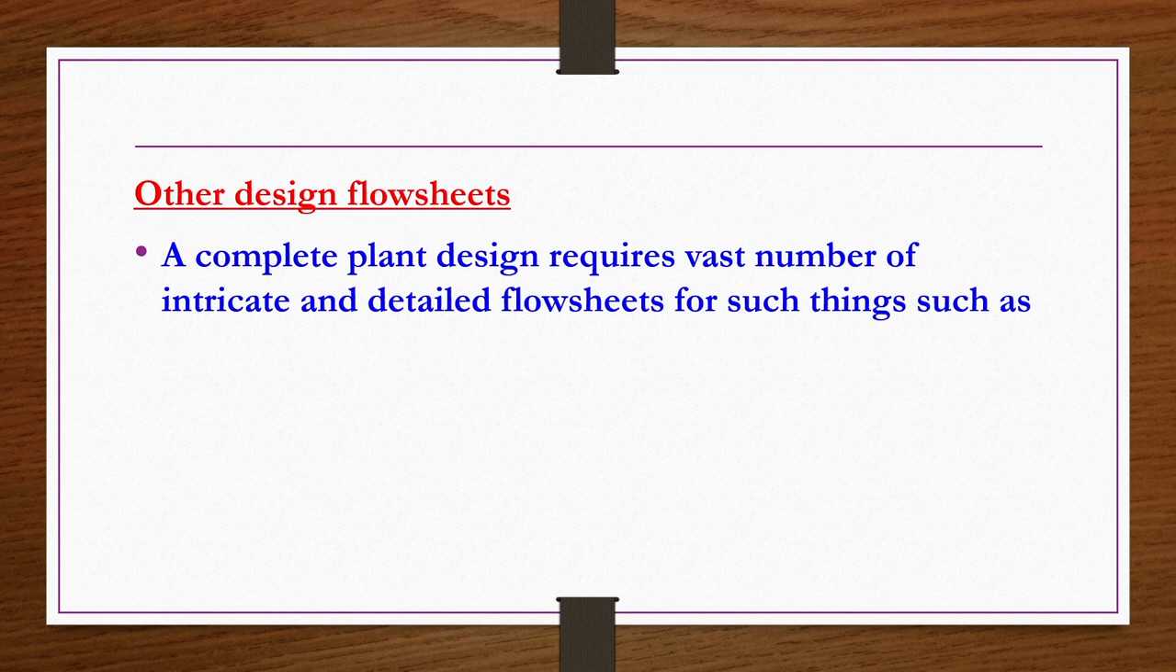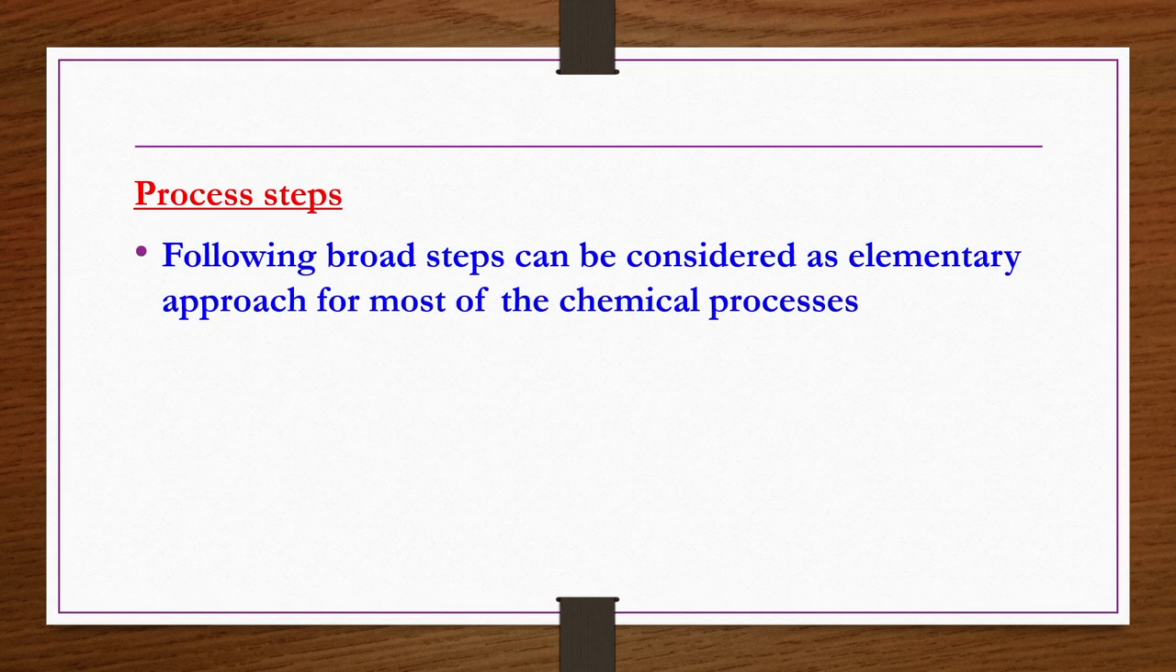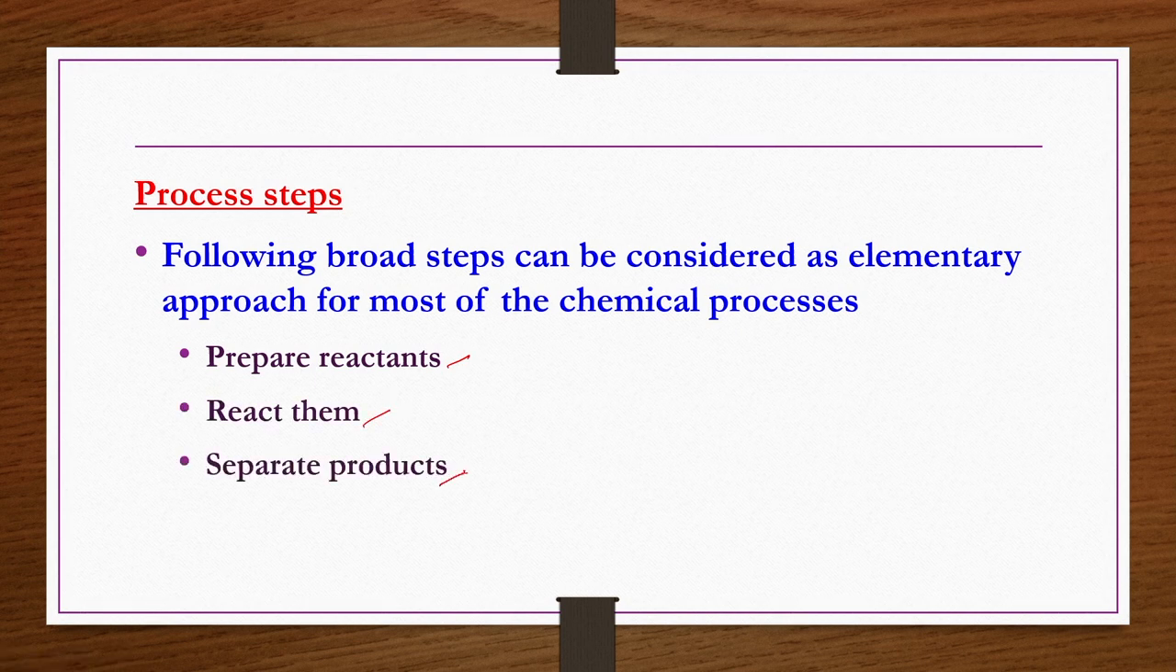Other design flow sheets: a complete plant design requires a vast number of intricate and detailed flow sheets for such things as piping layout, electrical layout, instrumentation details, plant layout, etc. These are also included, but it's not required to know them. Now, process steps. The following broad steps can be considered as an elementary approach for most chemical processes: prepare reactants, react them, separate the products, then purify the products. These are the process steps, isn't it?